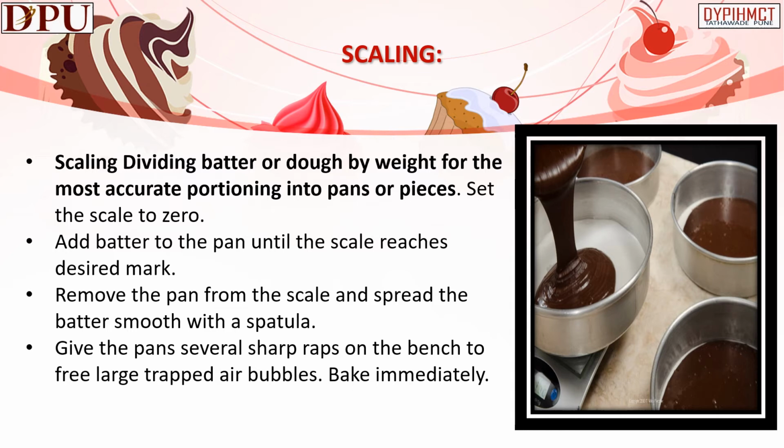Process is as follows. Set the scale to 0. Add batter to the pan until the scale reaches the desired mark. Now, remove the pan from the scale and spread the batter smooth with a spatula. Give the pan several sharp raps on the bench to free large trapped air bubbles. Bake immediately.